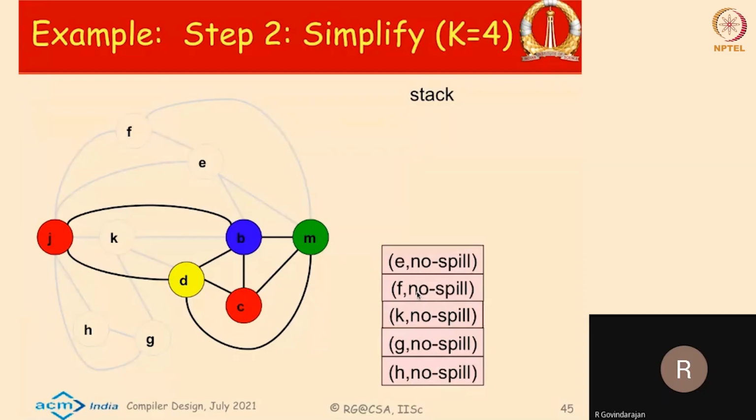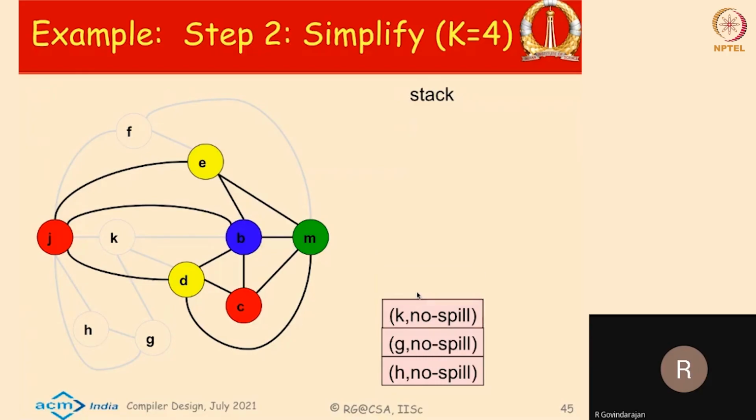Now the next node is E. It has to be given a color which is different from red, blue, or green. Therefore, it can be given yellow. Then, of course, we have F, which has to have a color different from red, yellow, and green.